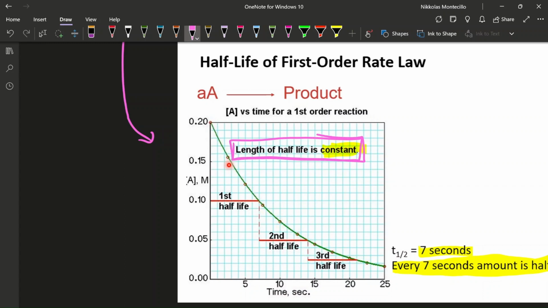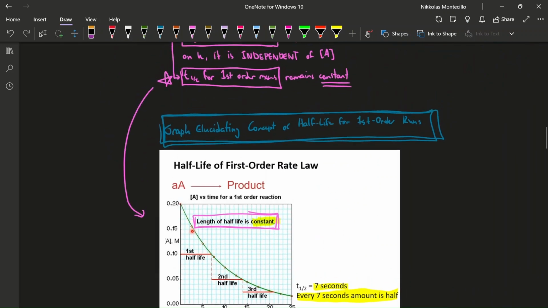So let's say, for example, the half-life is 7 seconds. For the first 7 seconds, we find that a 0.10 molar concentration of a reactant will be reduced to 0.05 after 7 seconds. And then after another 7 seconds, it'll be reduced to 0.25. So this is on the third half-life. And we find that this will be 0.25 molar concentration afterwards.